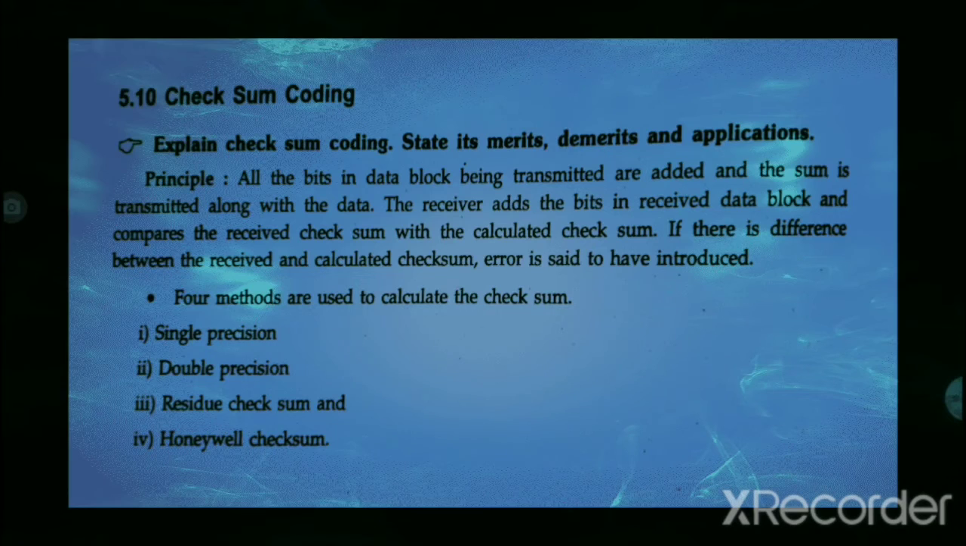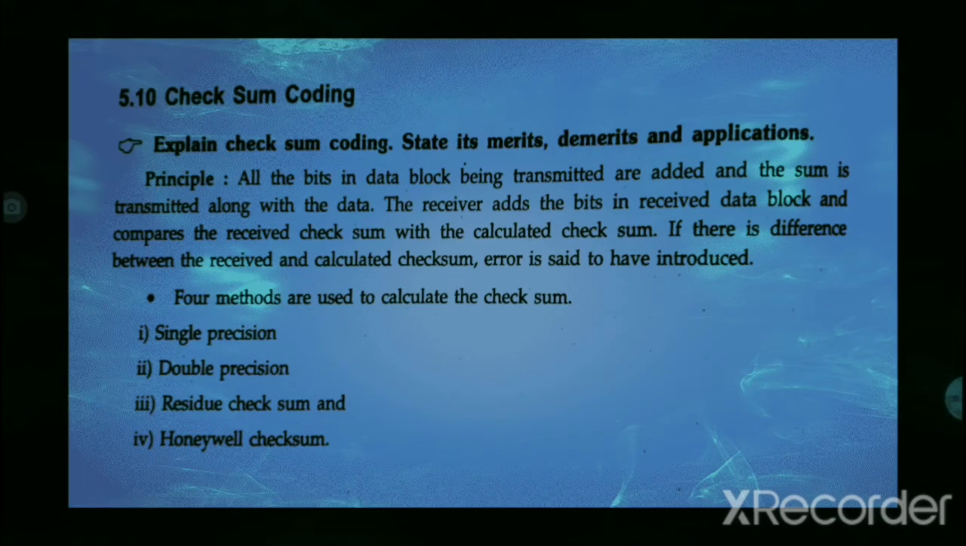Checksum coding. All the bits in a data block being transmitted are added and the sum is transmitted along with the data. The receiver adds the bits in the received data block and compares the received checksum with the calculated checksum. If there is a difference between received and calculated checksum, error is said to have been introduced.